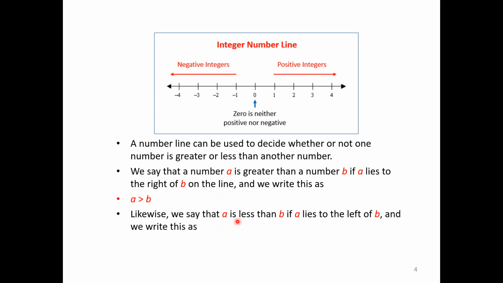Likewise, we say that A is less than B if A lies to the left of B on the line. And we write this as A less than B. We use this symbol. See, these two symbols are different. The first one is for greater than, and the second symbol is for less than.